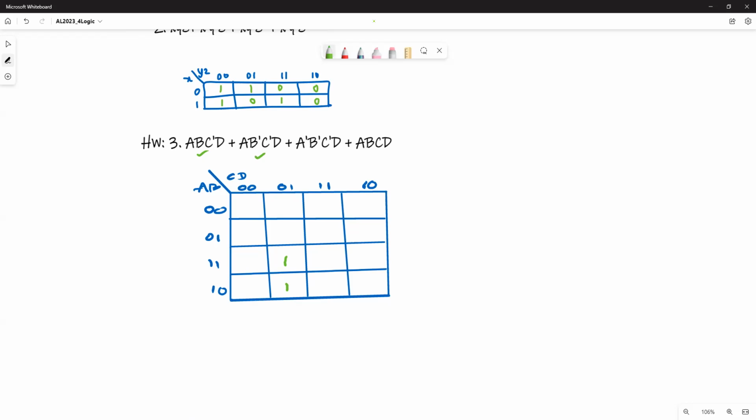Then we have A bar B bar, that is 0, 0. Then 0, 1. Again, this is 1. Then we have A, B, C, D, 1, 1, 1, 1. So this is the 1. So we have only 4. So that means all the others, since those terms are not there, we can fill with zeros. Right? Understood?